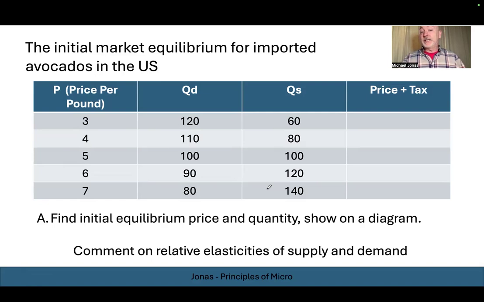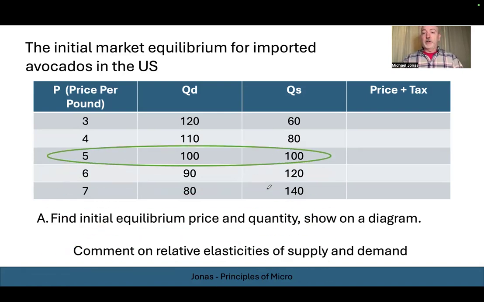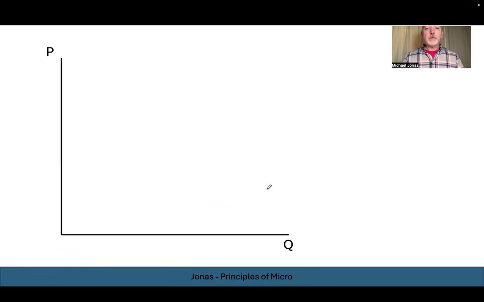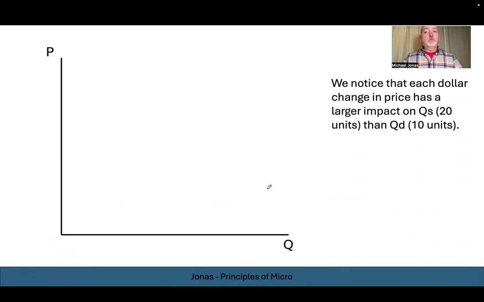It's going to be important that we diagram it correctly, such that the relative burdens of the tax come out to match the scenario. So the first part, equilibrium, we notice, of course, right away that quantity demanded equals quantity supplied at 100 when the price is equal to 5. So that's our initial equilibrium. And we can go ahead and sketch that out. But before we do, we want to make sure we draw the diagrams correctly.